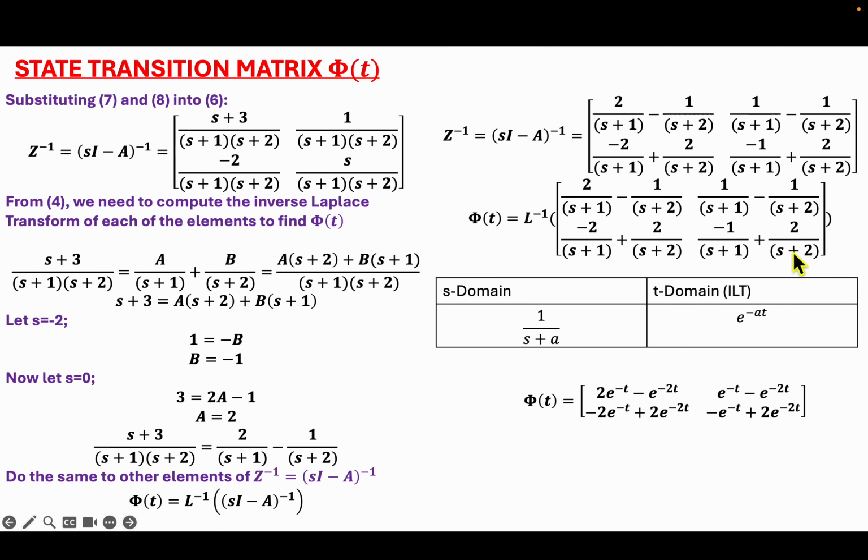If I take the element in the second row and second column, so this one is just 1 over s plus 1, it will be exponential of minus t, which is minus exponential of minus t. And here I have plus 2 over s plus 2, which will turn into 2 exponential of minus 2t.